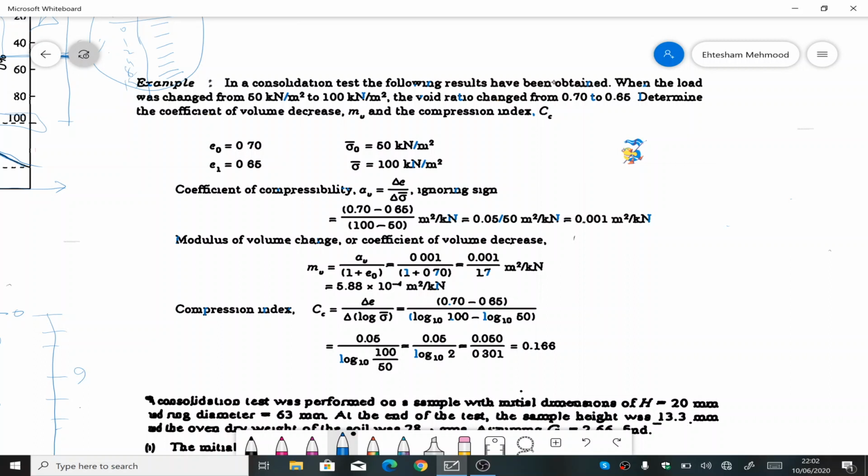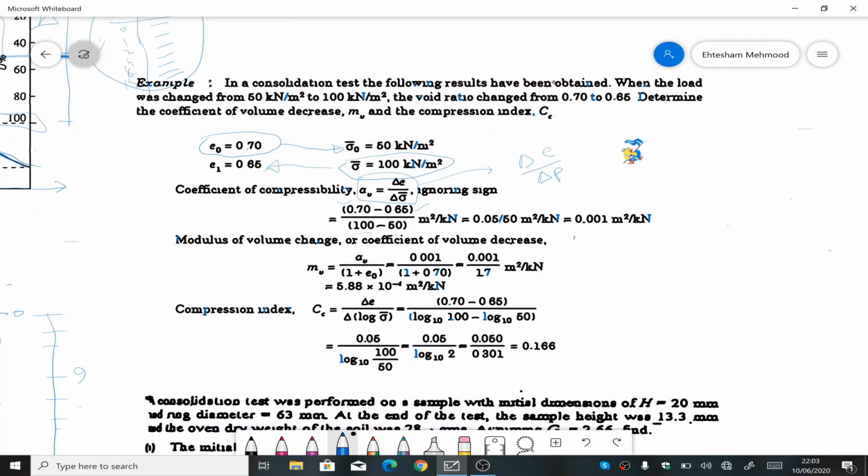So we have the value of e naught here as 0.70. That was the initial reading, corresponding to a stress of 50 kilonewton per meter square. Once the load was increased to 100 kilonewton per meter square, the void ratio decreased to 0.65. So we know that av is equal to delta e over delta sigma, or as we read it, delta e over delta p, so they mean the same thing. So delta e is the change in void ratio, 0.70 minus 0.65, over the change in stress, that is 100 minus 50.